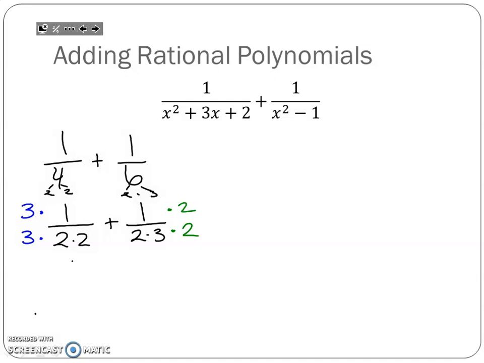When I do that, I end up getting 3 on top, because 3 times 1 is 3. 3 times 2 is 6, times 2 is 12. Plus 1 times 2 is 2, over 2 times 3 is 6, times 2 is 12. Okay? And now I have my common denominator, so I can add.